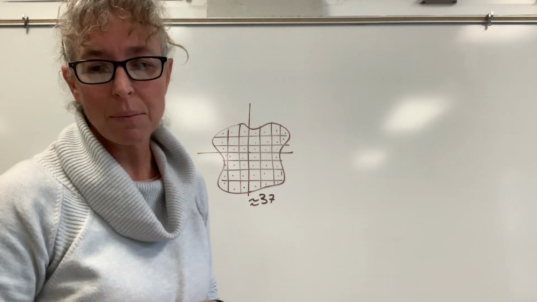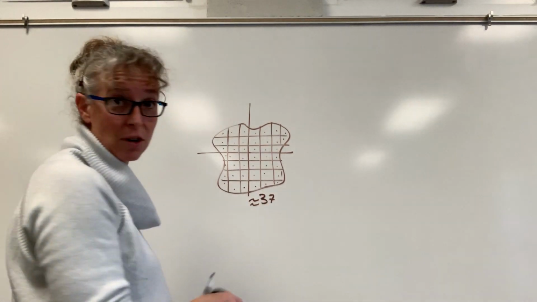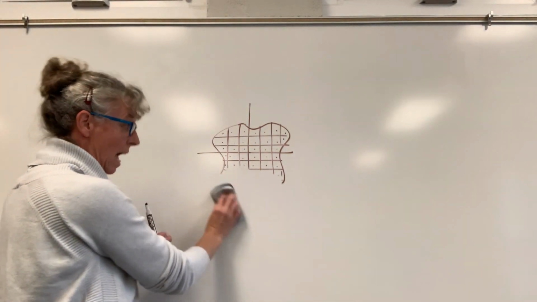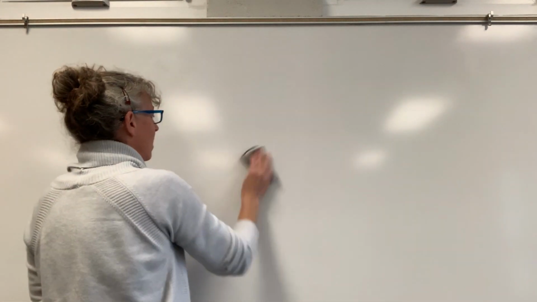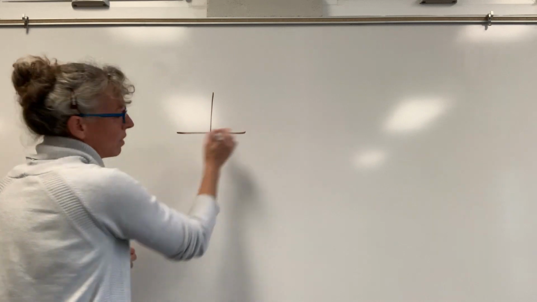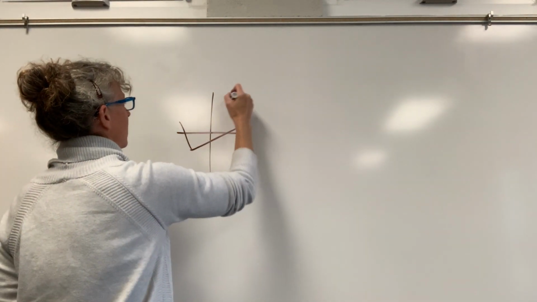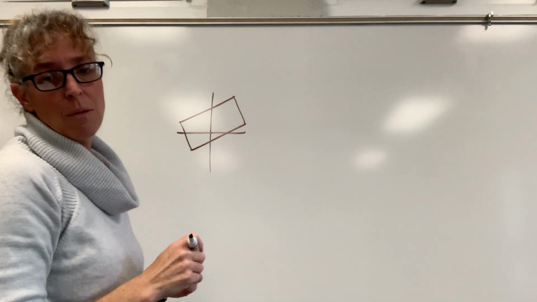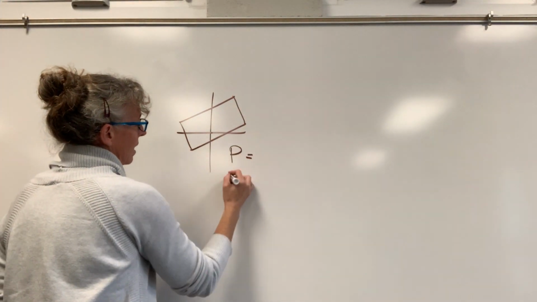Example number 2, draw and classify the polygon. They'll give you the vertices and you're going to have to draw it on your paper. They have one that looks like this, kind of a rectangle, and they want you to find the area and the perimeter.